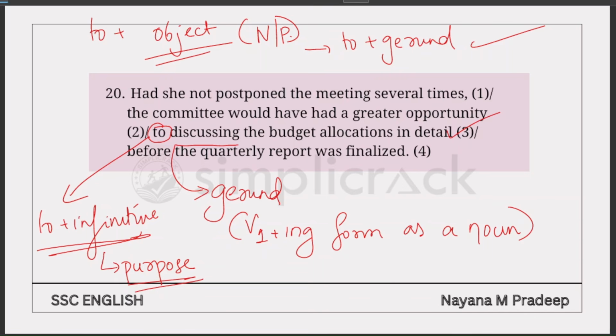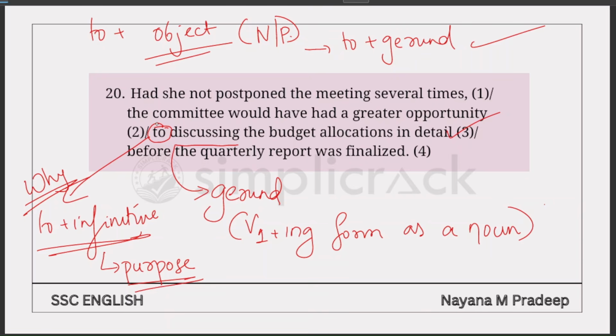Okay. To is used as a preposition in order to show the relationship between the words in the sentence, now between the noun and the other words in the sentence. But here it is not for showing the relationship, it is for showing the purpose. It answers the question why something is happening, what is the purpose of doing that. So here the sentence practically says that if she had not postponed the meeting several times, then they would have gotten a great opportunity to discuss the budget allocations. The purpose is to discuss the budget allocations. So here you are talking about a purpose. They want to do something. What are they doing? They want to discuss the budget allocations.